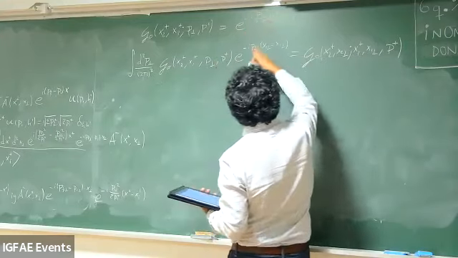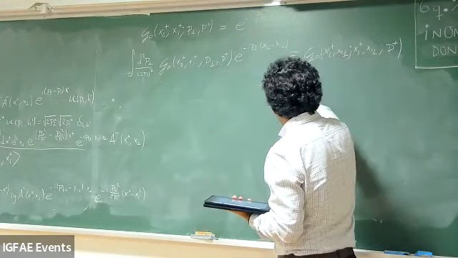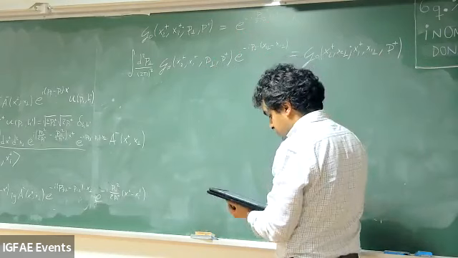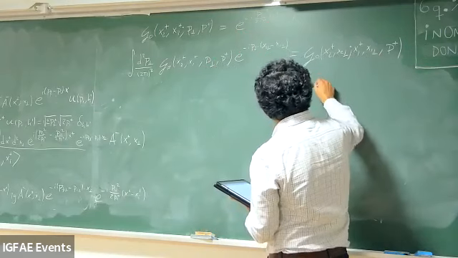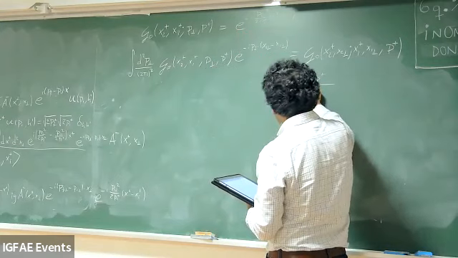Now, because we know this is a very simple Gaussian integration, we can write explicitly this formula. I'm really not going to use it, but I'll write it just for convenience.